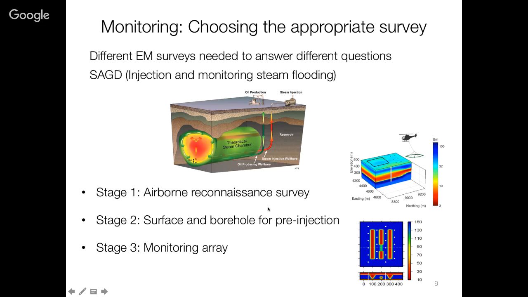Right? So that's the overall idea, but what you want to do is to see, okay, can I actually image where that steam is? Can I image the steam chamber? And if you're going to try to set that up, you might also want to first of all decide, okay, do I have a right location for doing this? So that means you might need to do some airborne reconnaissance, then you might want to do some surface and borehole work, and then maybe some monitoring. So there's a number of different kinds of questions that come up, and each of them might involve a different EM survey.